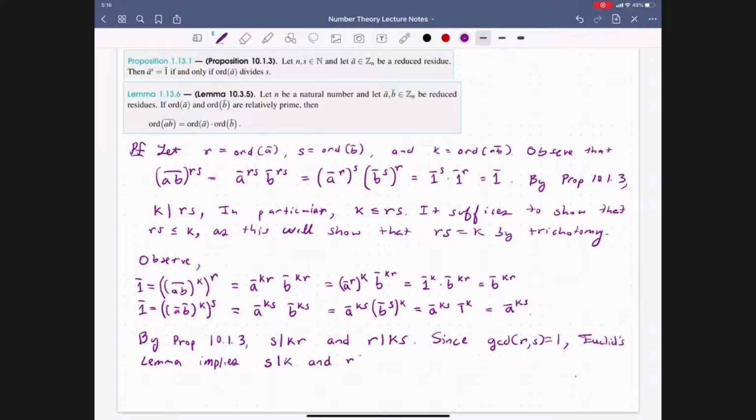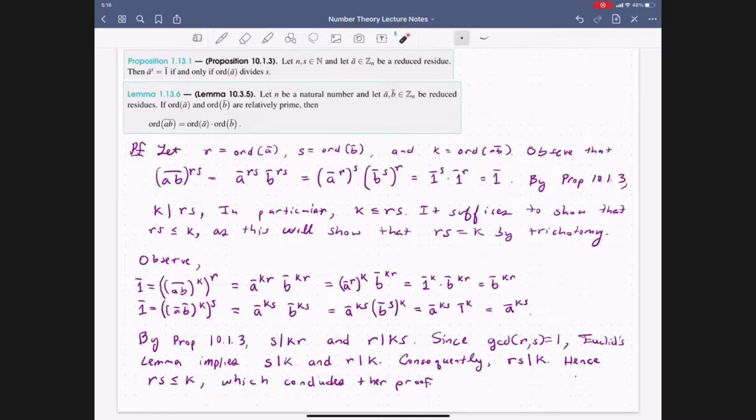And so Euclid's lemma, the book form, implies that s divides k and r divides k. So consequently, since they are relatively prime, we have that rs divides k. But if rs divides k, that means that rs is less than or equal to k, which concludes the proof. As now we have by dichotomy, as we asserted above, that if rs is less than or equal to k, then dichotomy will tell us that we in fact have equality. And so we are done with this proof.